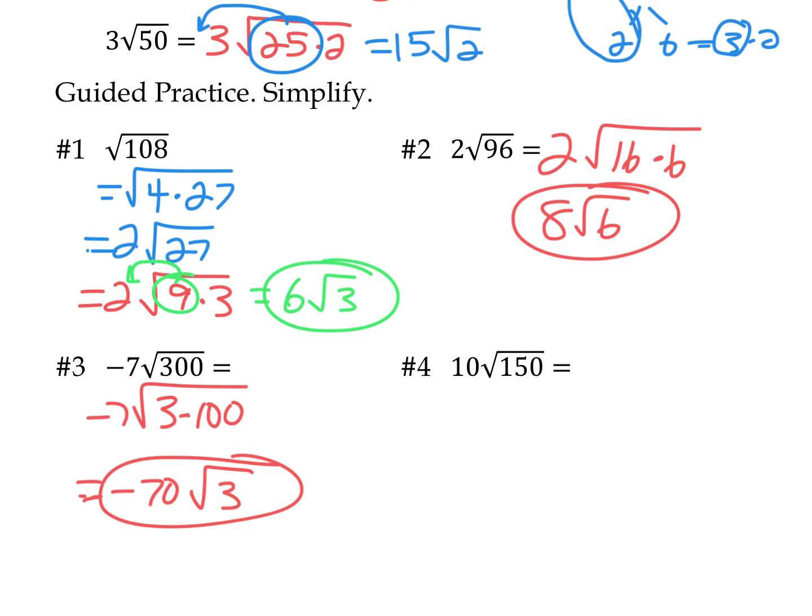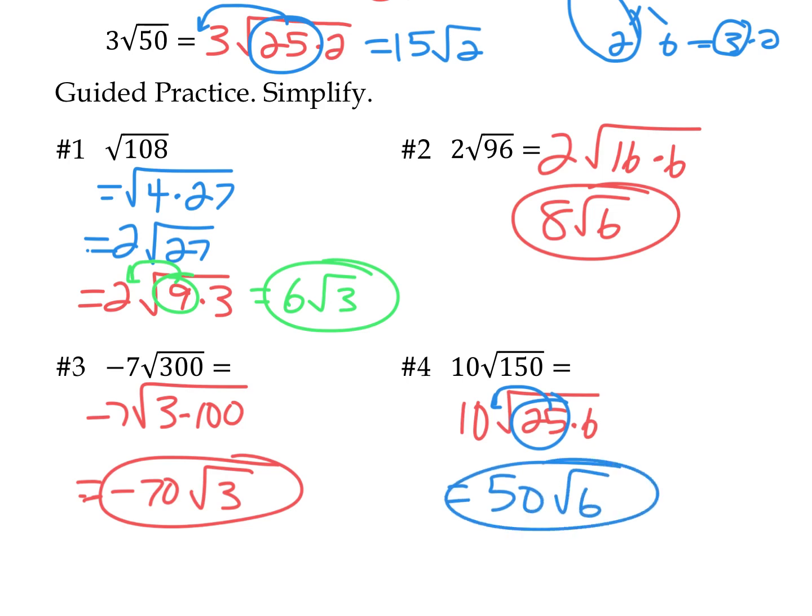And then here I have 10 square root of 150. So that's going to be 10 times the square root of 25 times 6. I know the square root of 25. So again, that's going to come out and multiply here and give me 50 root 6. Can't simplify that any further, so that'd be my final answer.